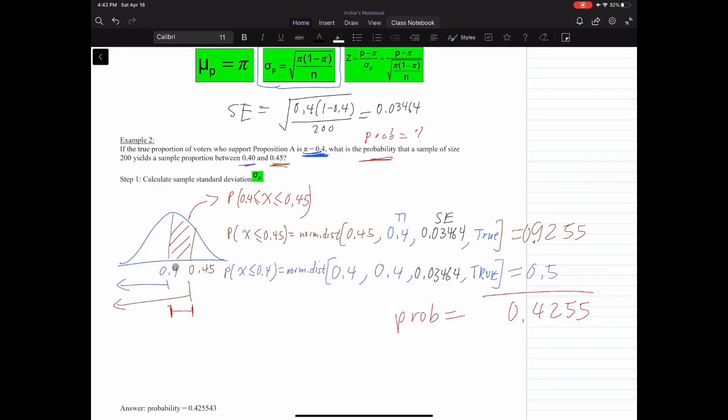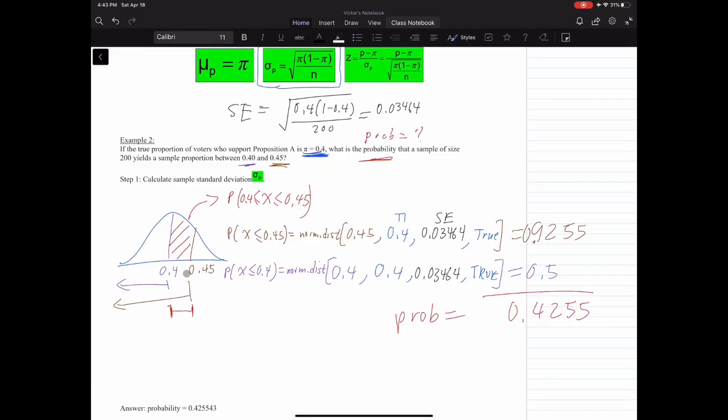In this question, what we're looking for is the probability between 0.4 and 0.45. So this is like your x1 and x2: 0.4 is your x1 and 0.45 is your x2. That's why in the diagram we have 0.4 and then 0.45. What we're looking for is the area under the curve, the probability of x between 0.4 and 0.45.